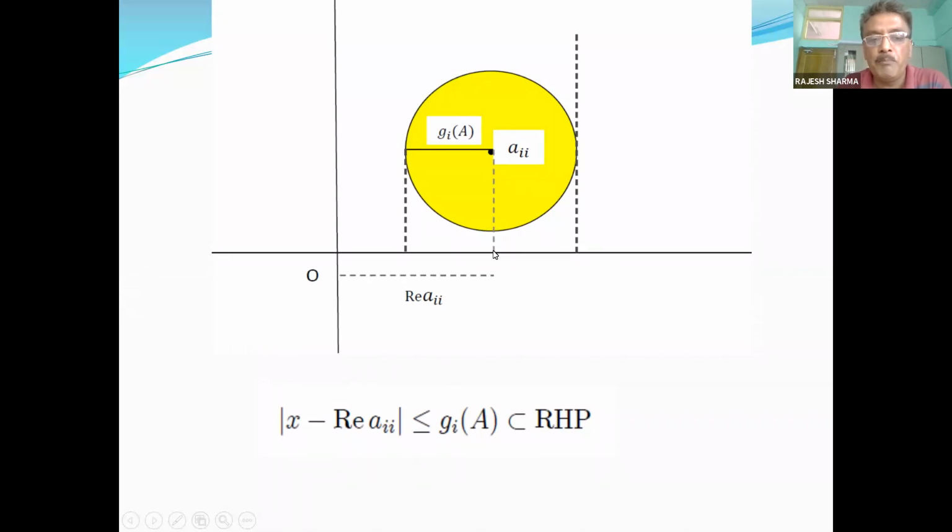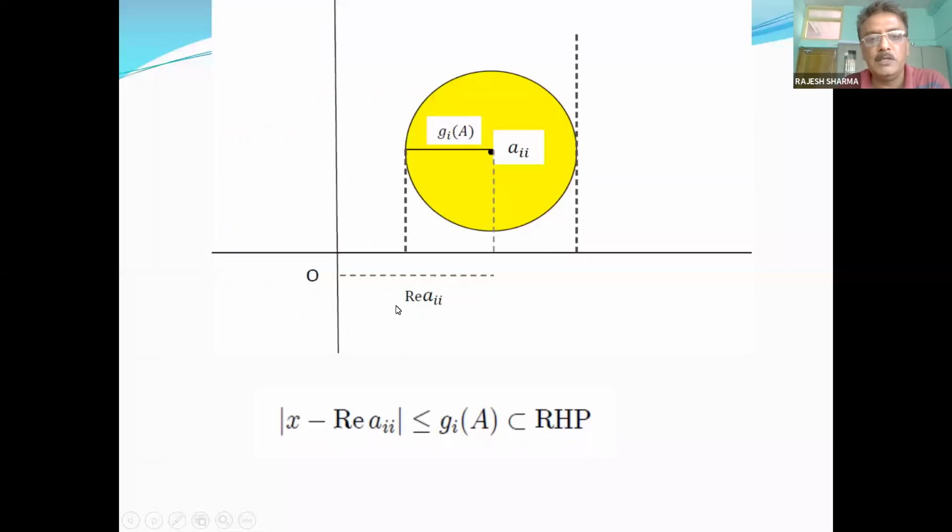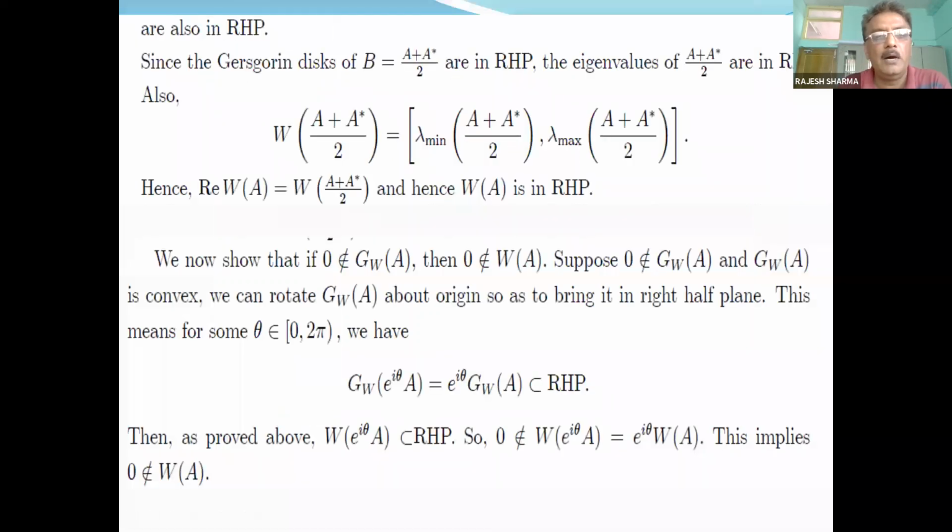So what we have is that the numerical range of (A + A*)/2 is contained somewhere here. Why? Because eigenvalues are contained in the Gershgorin disk, and therefore the eigenvalues of the Hermitian matrix are contained in this interval, which is in the right half plane. So (A + A*)/2 is a Hermitian matrix, so the numerical range of this is also contained in the right half plane.